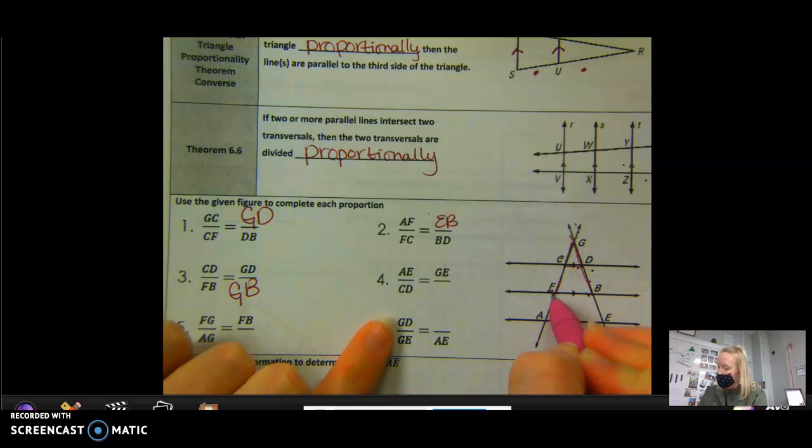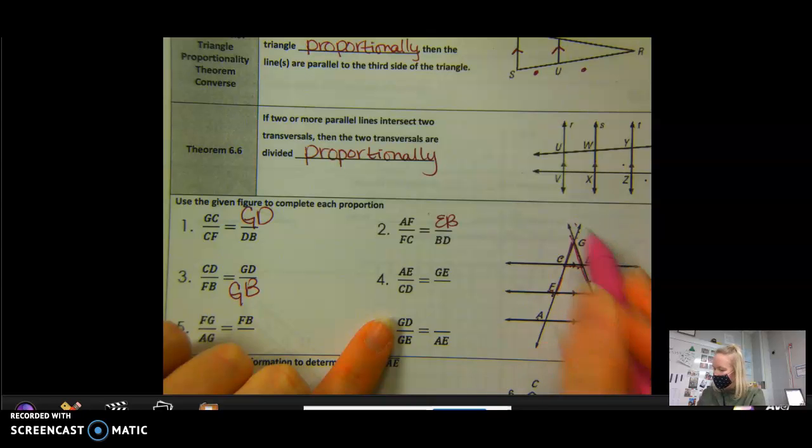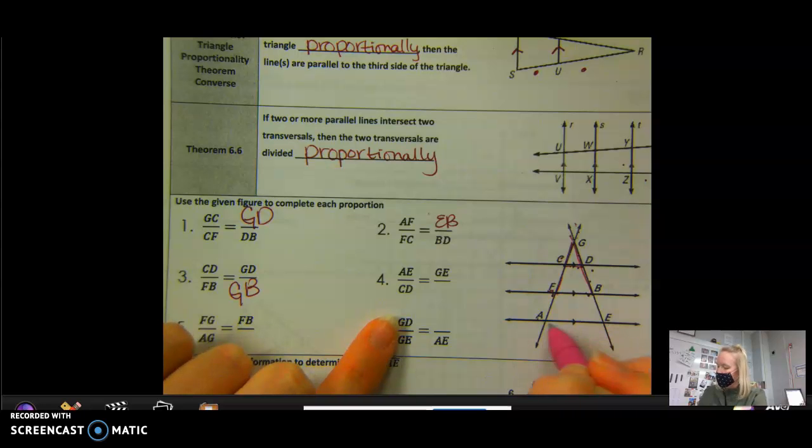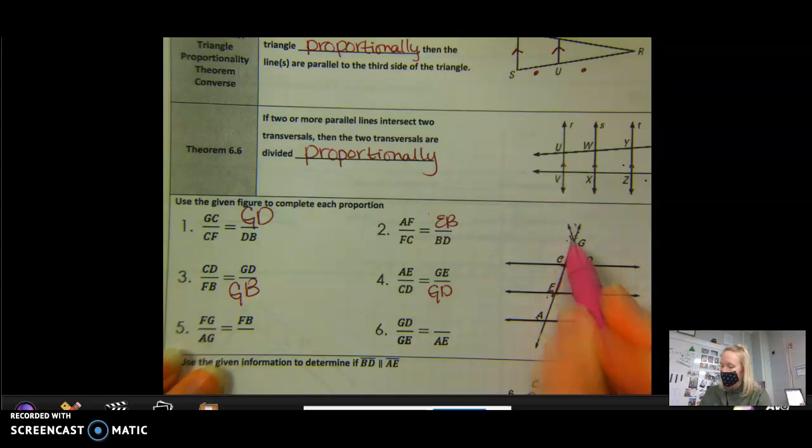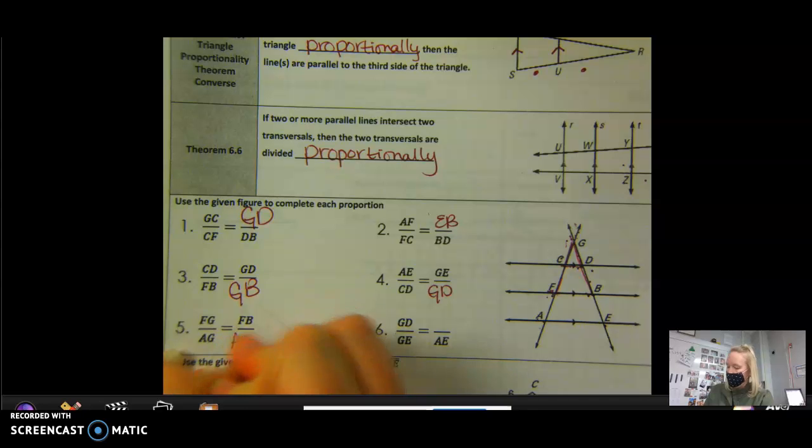Okay, A to E over C to D is equal to G to E over what? Oh, wait, sorry, I was looking at A to E. A to E is this big length over C to D is equal to G to E over what? Yep, G to D. That side length over there for the smaller triangle. Okay, F to G over A to G, so medium triangle side over large triangle side is equal to F to B, medium base, over what? A to E. Yep, the large base.